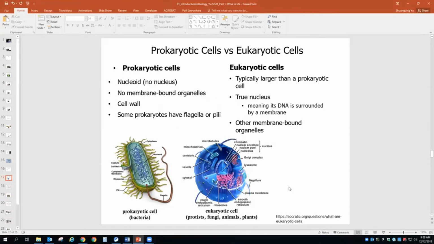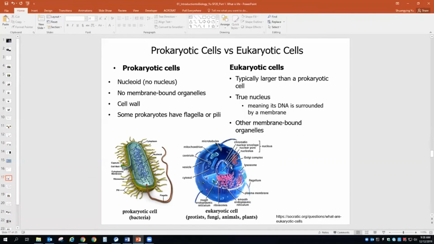So this is a quick comparison between prokaryotic cells and eukaryotic cells. Prokaryotic cells are normally a lot smaller than eukaryotic cells. Examples are bacteria cells. And you know, bacteria, they're very small, right? They're tiny. And eukaryotic cells, like our cells, are a lot bigger. Some of the key differences: first is that this is probably the most important one. Prokaryotic cells do not have a nucleus, right?